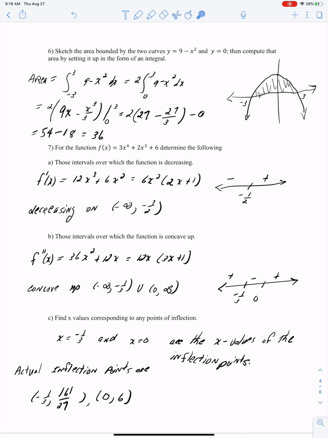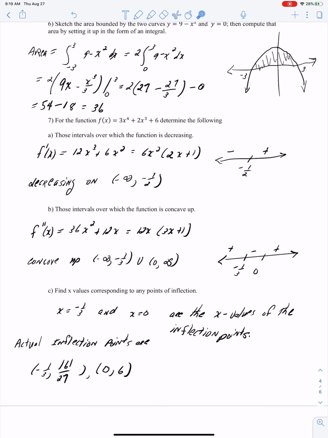And now if I clean things up, what? 2 times 27 is 54. 27 divided by 3 is 9, and 2 times 9 is 18. So I think I get 54 minus 18, and if I've done my arithmetic right, that's 36. So there's the area.